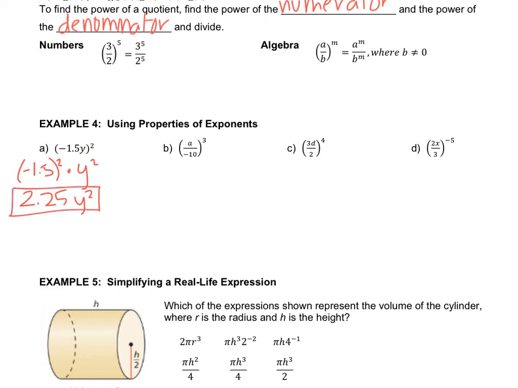In letter B, we're going to do a to the third over negative 10 to the third. Be careful to put those parentheses because negatives need to go in parentheses. And this gives you a to the third over negative 1,000.